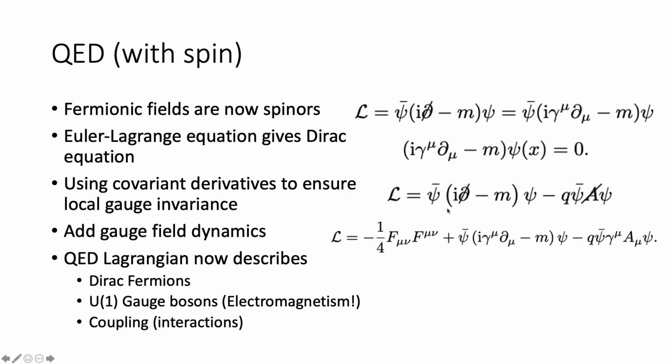So we add the additional gauge field dynamics, and now we have a QED Lagrangian which describes Dirac fermions, which is this term over here, U(1) gauge bosons, which is electromagnetism over here, as well as interactions between the fermionic fields and the gauge boson fields, which is this last term over here. So that is an overview of what QED is. Of course, there's a lot more to it.